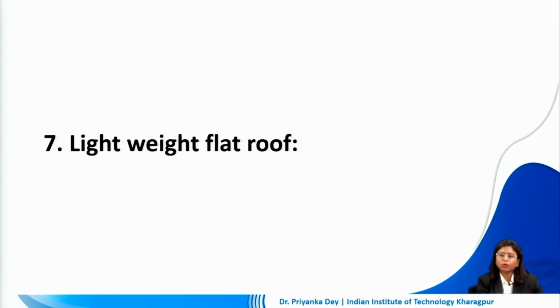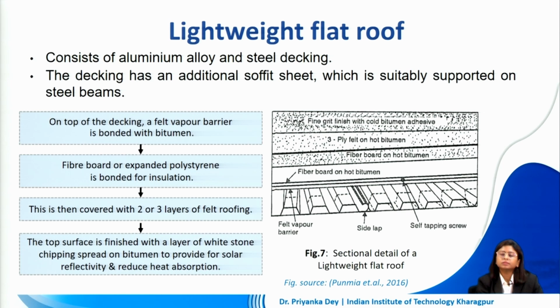The last type of terracing that we can go for is the lightweight flat roof. This consists of aluminium alloy and steel decking. The decking has an additional soffit sheet which is suitably supported on steel beams. So how do we do this type of terracing? We start on top of the decking. A felt vapor barrier is bonded with bitumen. Fiber board or expanded polystyrene is bonded for insulation.